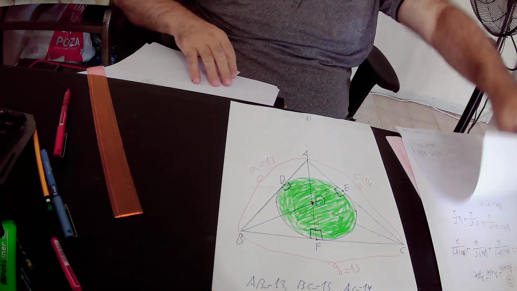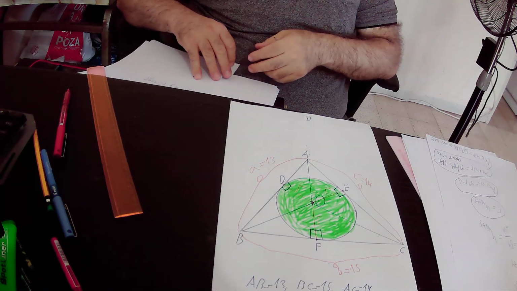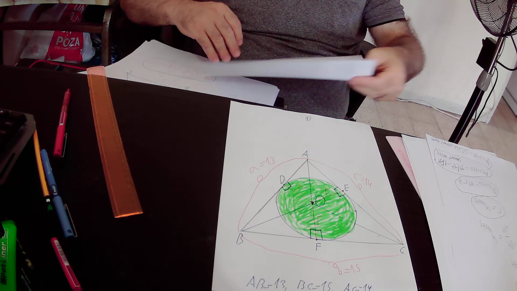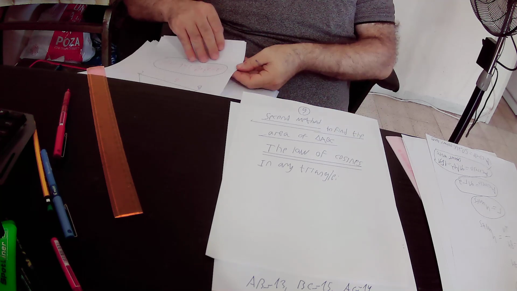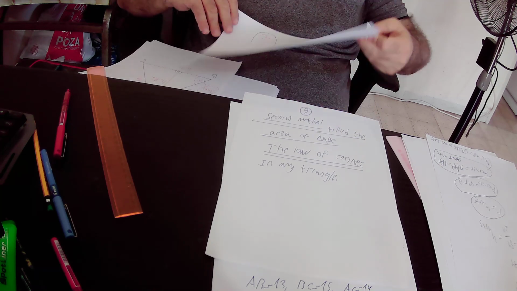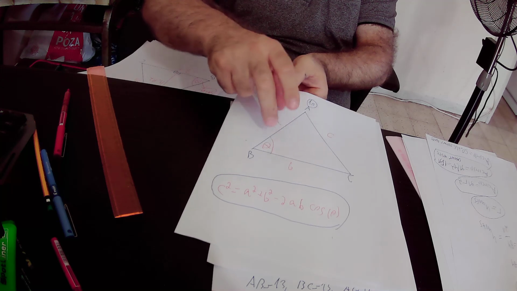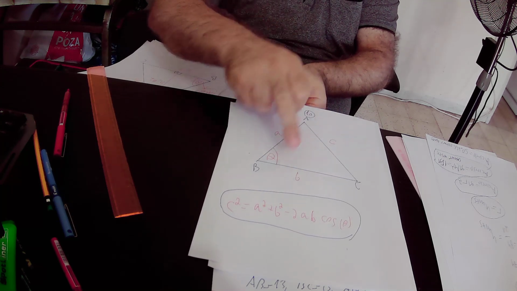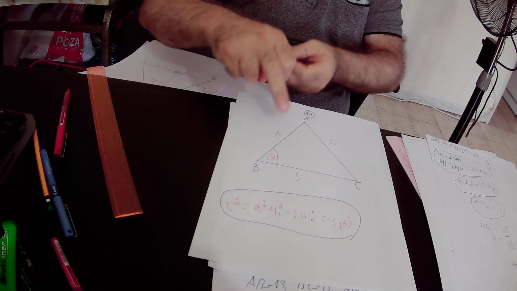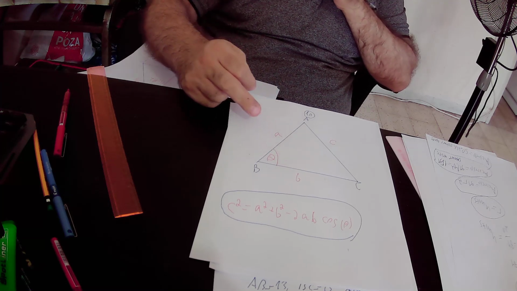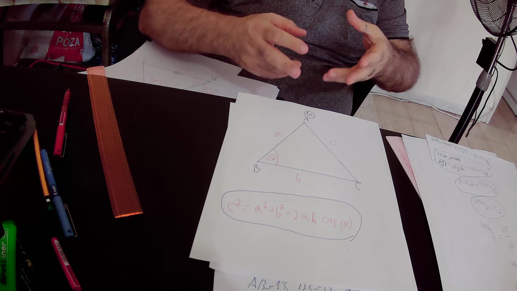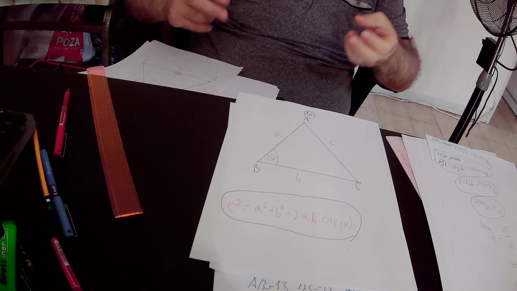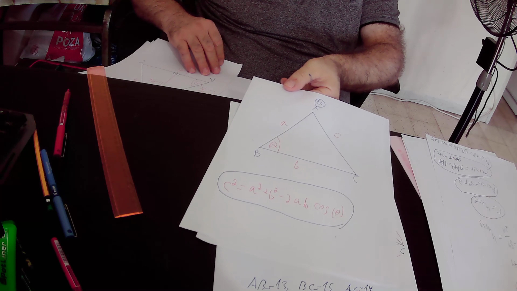Then we found, in the second method, the area of triangle ABC according to the law of cosines. In any triangle, c squared equals a squared plus b squared minus 2ab cosine theta. This is angle theta. So actually we implemented the law of cosines in our triangle ABC.